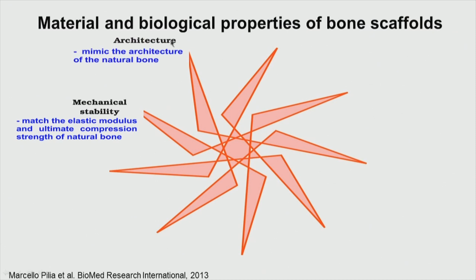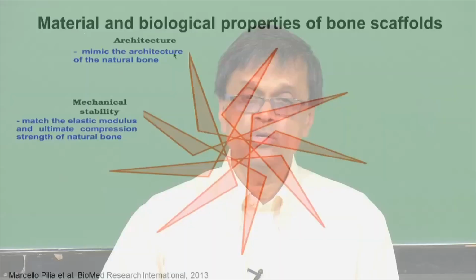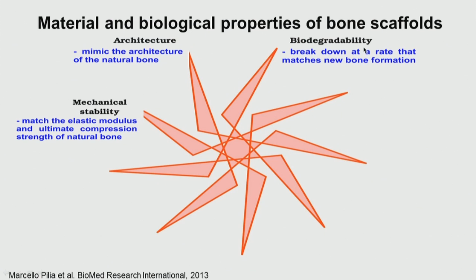Okay. Architecture, they have to mimic the architecture of the natural bone. They have to exactly look like the natural bone, porosities and so on, shape and size and so on. Biodegradability, so it will be very nice if you keep this biomaterial once the bone has formed, and it completely disappears. So the biodegradability should be exactly equal to the rate at which the bone is growing. That is called biodegradability matching.